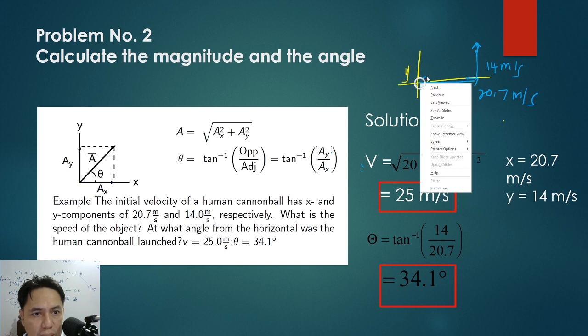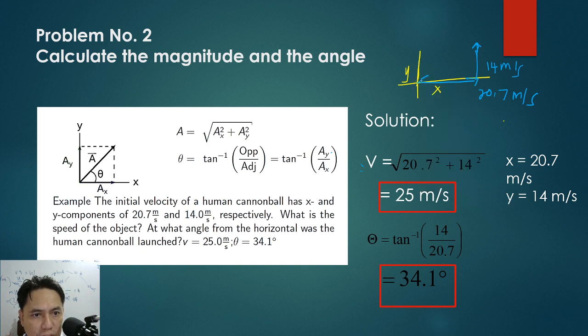We will get this if we put the tail of this here, and we will draw another vector. Then here is the resultant vector, right? We are asked to find this value, and the angle as well. So how do we solve this?